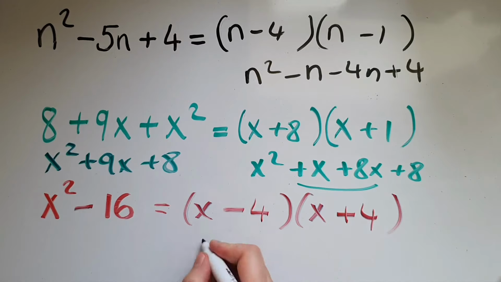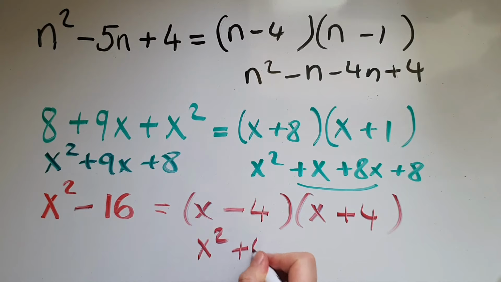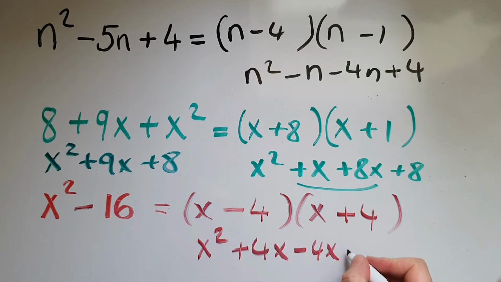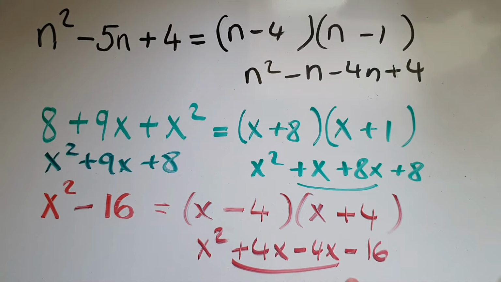x times x gives us x squared. x times 4 gives us 4x. Negative 4 times x gives us negative 4x. And negative 4 times 4 gives us negative 16. Collecting the like terms, positive 4x, take away 4x, leaves us with 0. So these cancel each other out. That's why we've got that missing here. So x squared minus 16 is the answer to this one, and matches what we had.